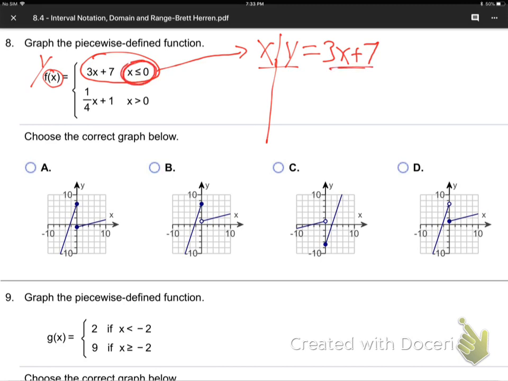For this function, I'm only allowed to plug in X values that are less than or equal to 0. So I could put in 0, and I could put in what else? Like -1, or -2, or -3, etc. I only need 2 dots, right? So I'm just going to do 2.